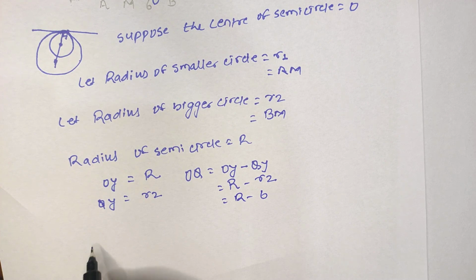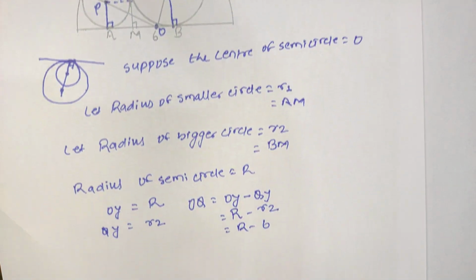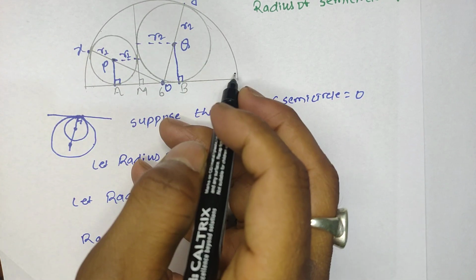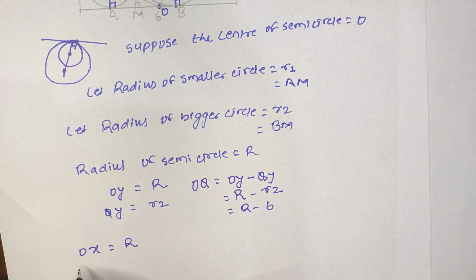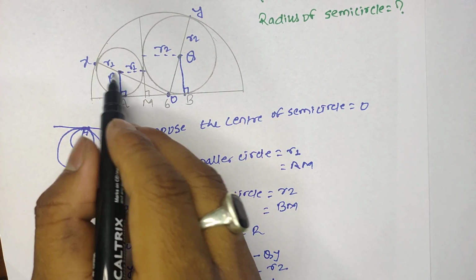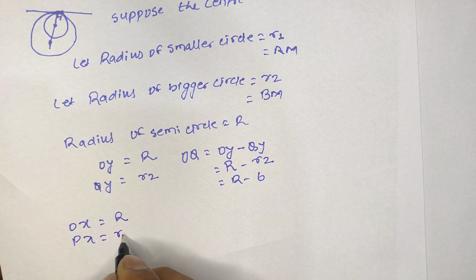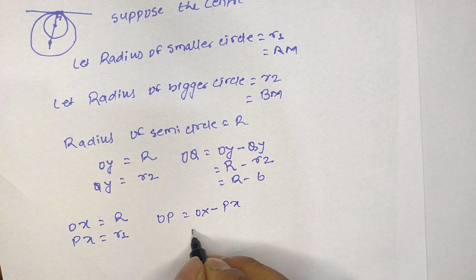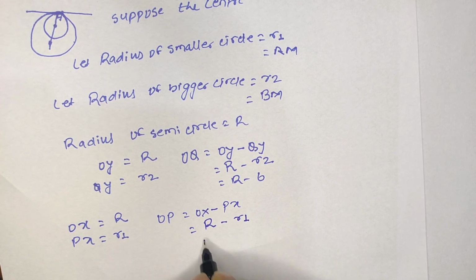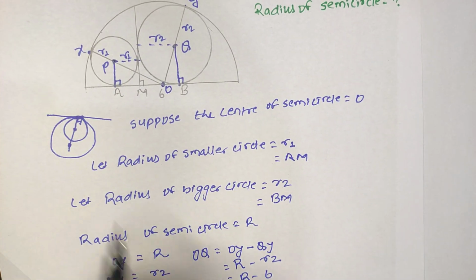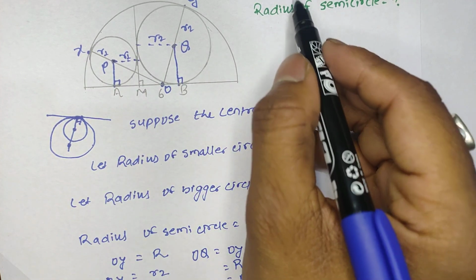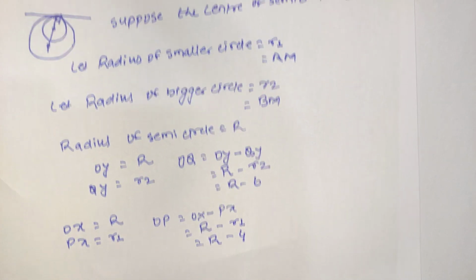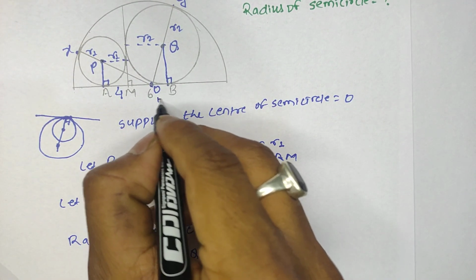Now we are going to look at this smaller circle. Here I can write OX as the radius of this semicircle, so OX is capital R. Then PX is the radius of this smaller circle, so you can write R1. From here we can similarly find the value of OP as OX minus PX, where OX is capital R and PX is R1. So R minus the value of R1. Here you can see that R1 is equal to the length of AM, and we have the value of AM as 4 units. So we can write OP as R minus 4. Then here we can assume that the length between O and B is X.